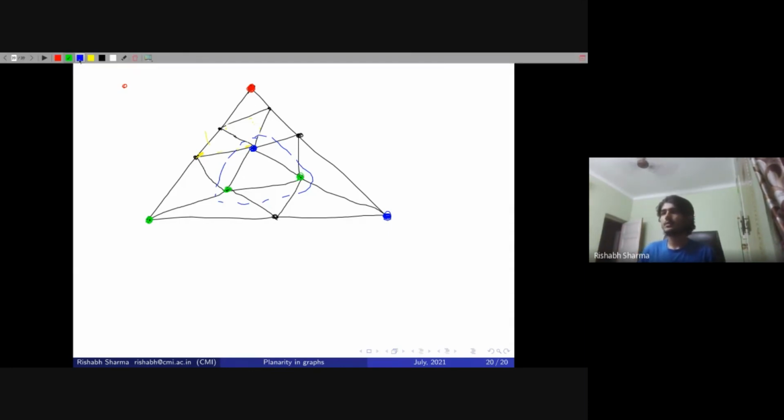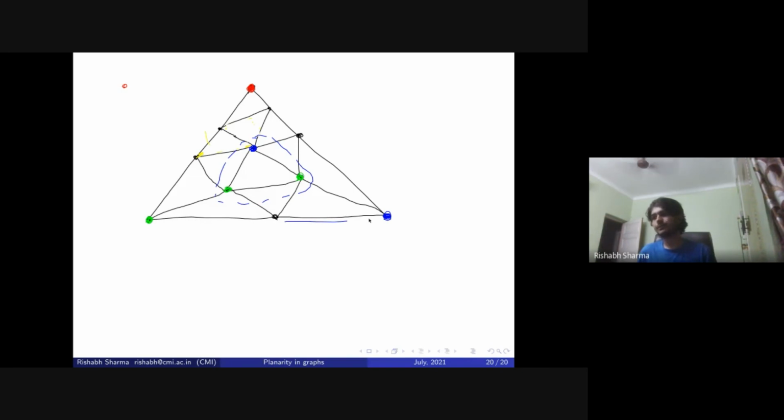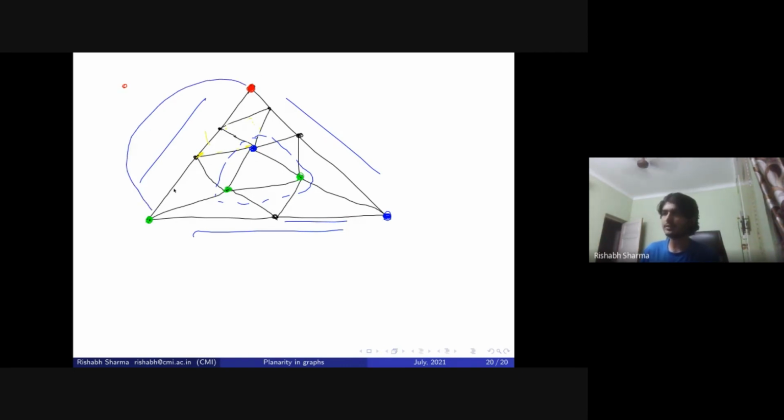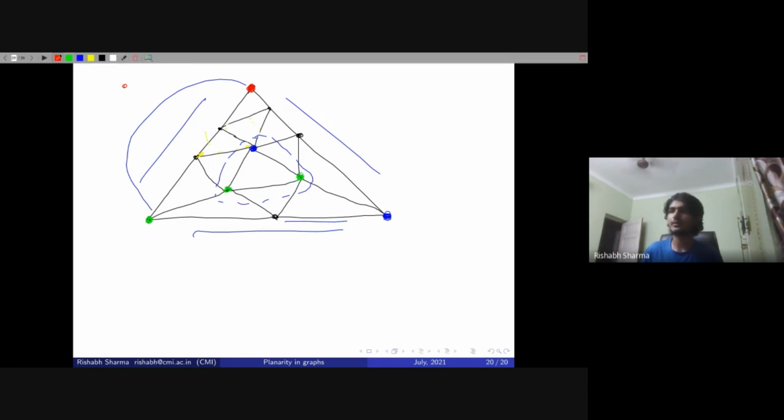And for the vertices on the boundary, that is on the edges of this triangle, I say that if I have a vertex lying on this green-red edge, then I color it with either green or red. I do not use blue there. So for any vertex on this edge, I only use green and red colors. So for example, this is red, this is green.